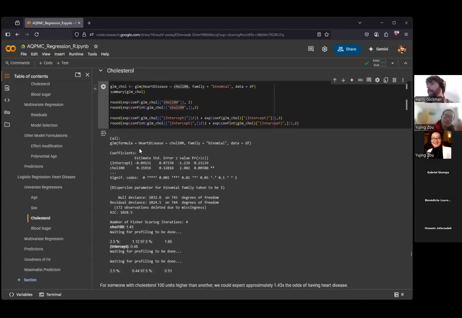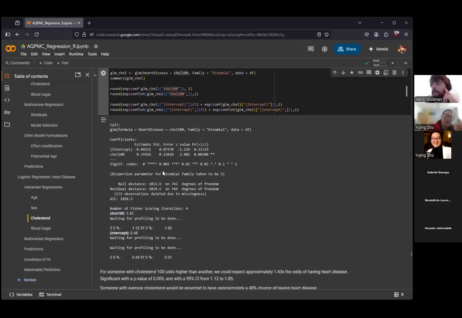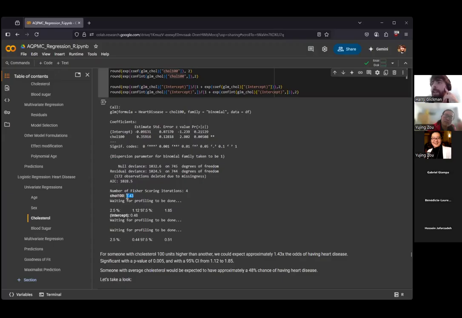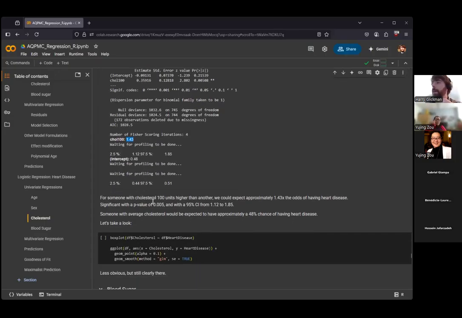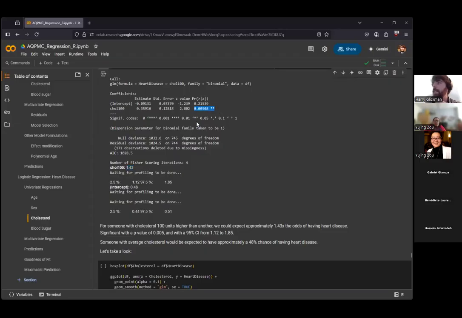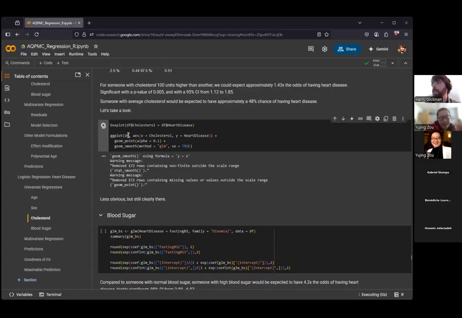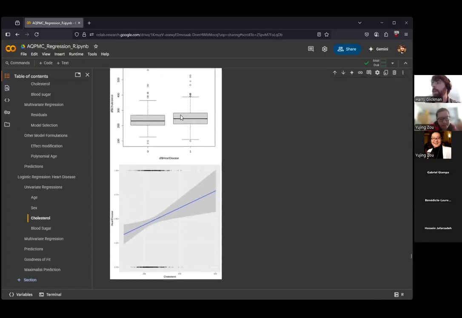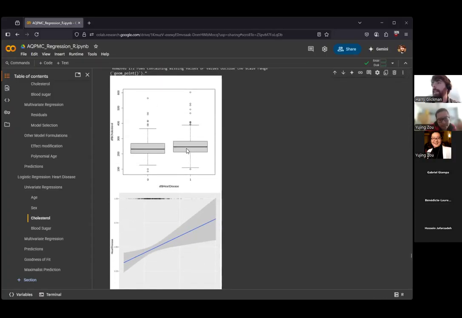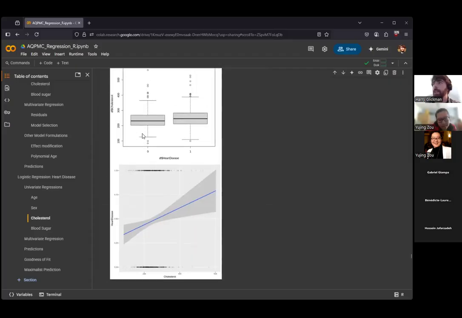We'll just quickly go through cholesterol because I kind of want to get to some of the more interesting stuff. So we're saying that a 1 unit increase in cholesterol is 1.4 times the odds of having heart disease, which seems like a bigger effect than it was for blood pressure. And this is a significant value. And we can look at this graphically, where the people that have heart disease have higher cholesterol, although it's not a huge effect.